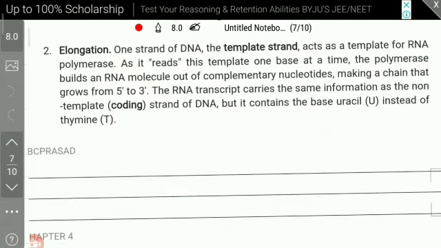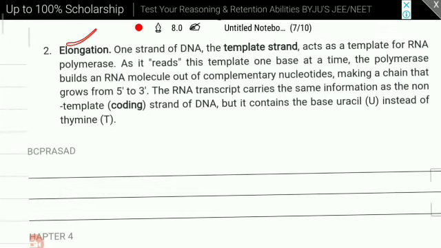And now the second one is going to be elongation. Elongation means the continuity. Once the RNA polymerase is bound, it starts elongation. We already know that the RNA polymerase uses only one strand of DNA. The strand that is utilized by RNA polymerase is called the template strand. This template strand is utilized by RNA polymerase.